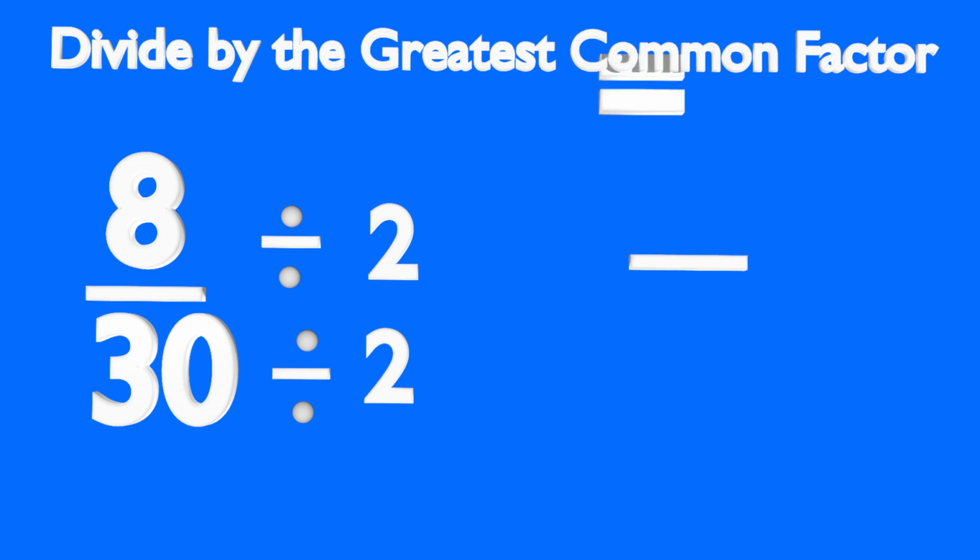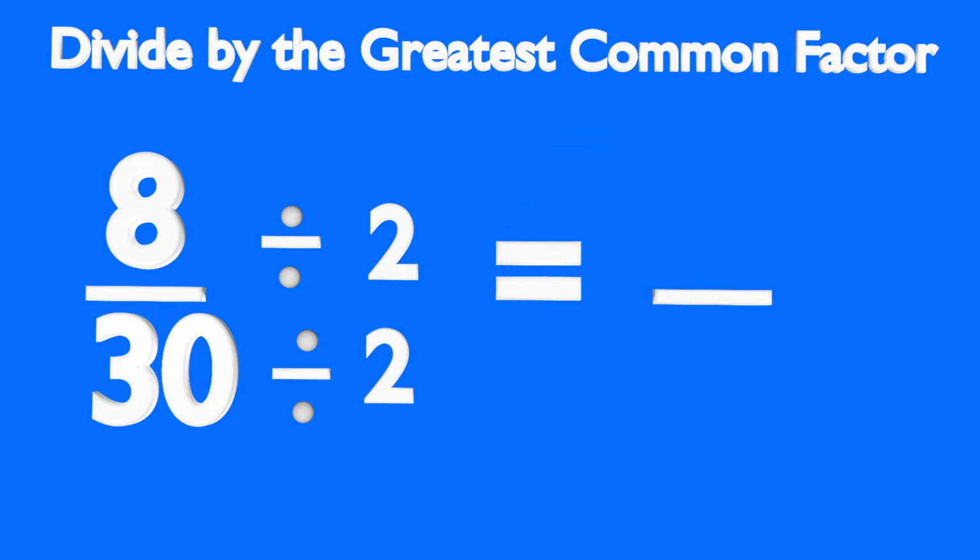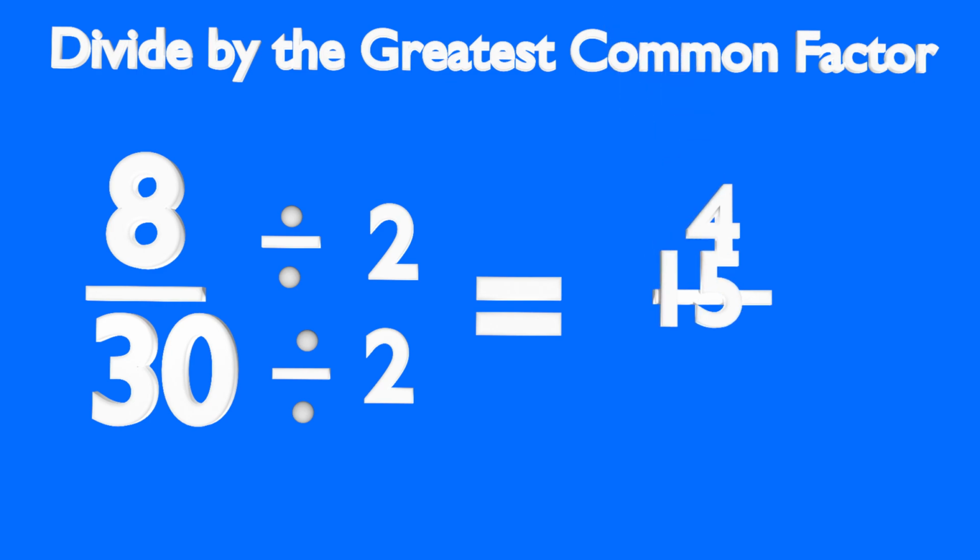And we know 8 divided by 2 is 4. And 30 divided by 2 is 15. So 4 over 15 is a simplified fraction from 8 over 30. And that is our answer.